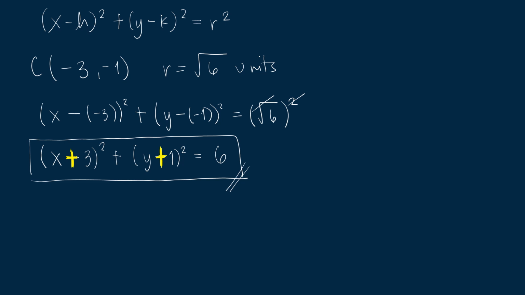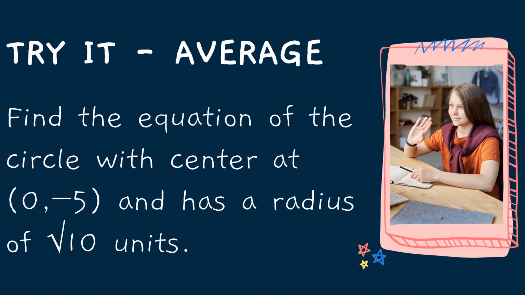Let us now proceed to example number 4. For example number 4, let us find the equation of the circle given that the center has the coordinates of (0, -5), and the radius is square root of 10 units.